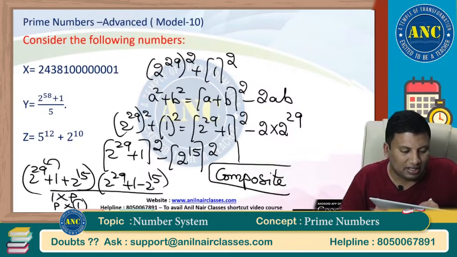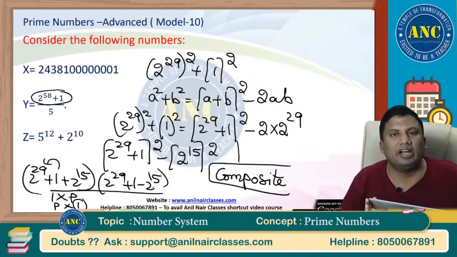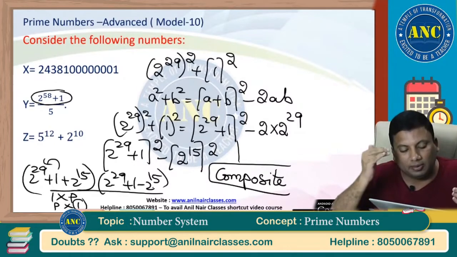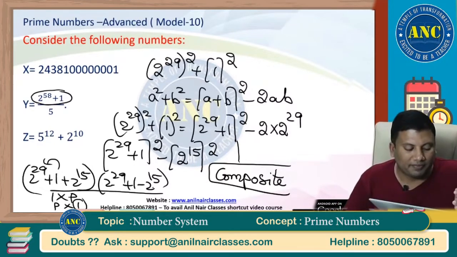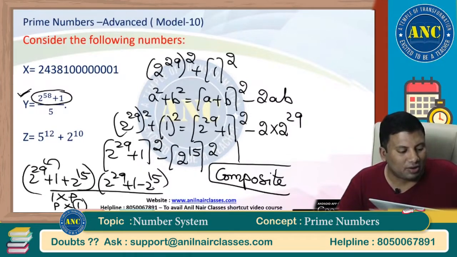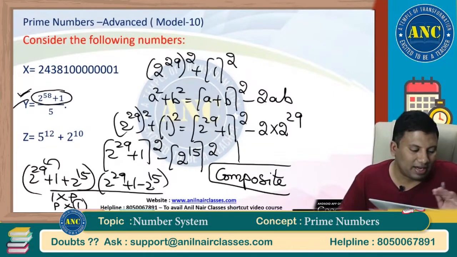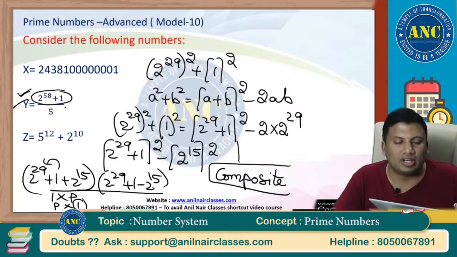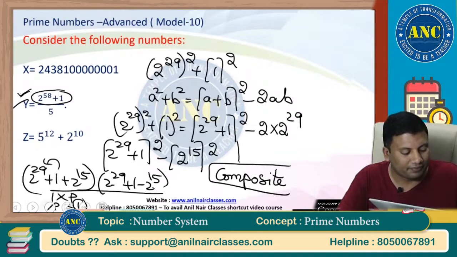First we checked for the numerator. 2 power 58 plus 1 is divisible by 5. But the question is (2 power 58 plus 1) divided by 5. I hope the idea is clear. So the numerator itself is composite. Now if you divide by 5, you will get some value. That value cannot be a prime number. So divide (2 power 29 plus 1 plus 2 power 15) by 5. Use a negative remainder and try to solve.